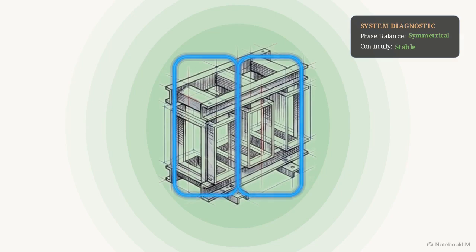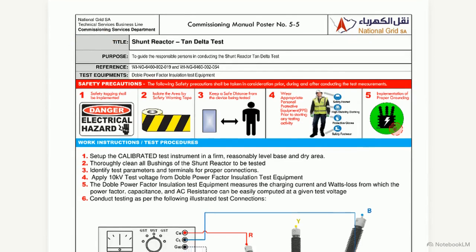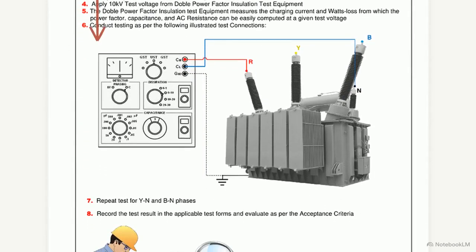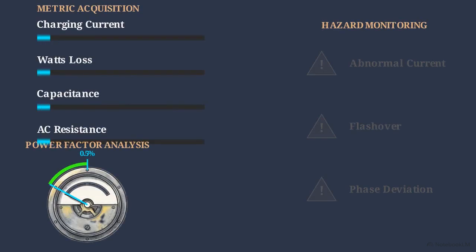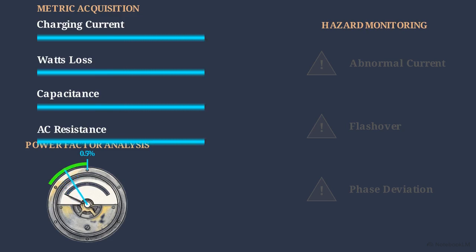Test 5 evaluates the dielectric condition using tan delta, or power factor testing. This diagram illustrates the Doble test set applying a 10 kV AC test voltage across the required insulation paths. During the test, the instrument captures 4 specific metrics: charging current, watts loss, capacitance, and AC resistance. The strict acceptance limit requires the power factor to remain below 0.5%. There is zero tolerance for abnormal current, flashover, or unexplained phase deviations.